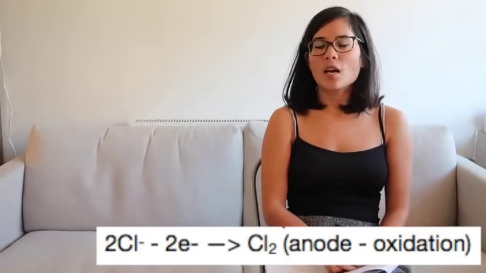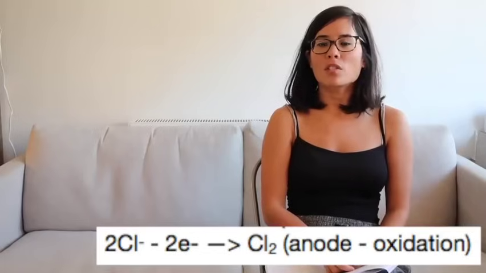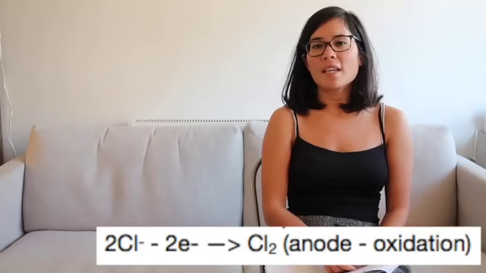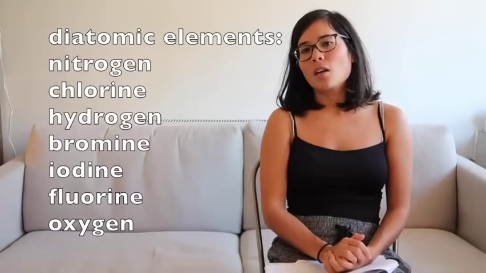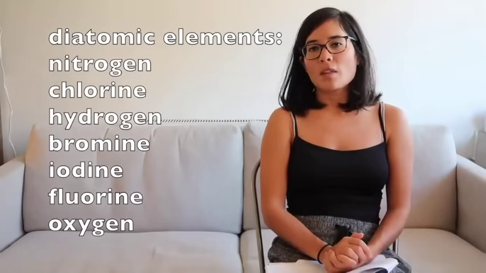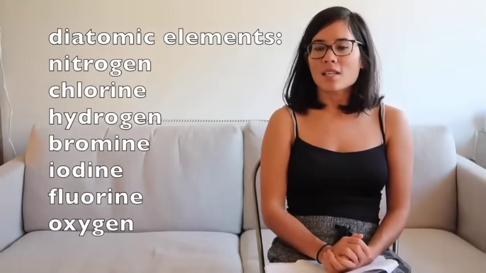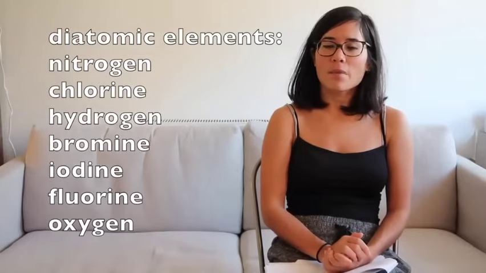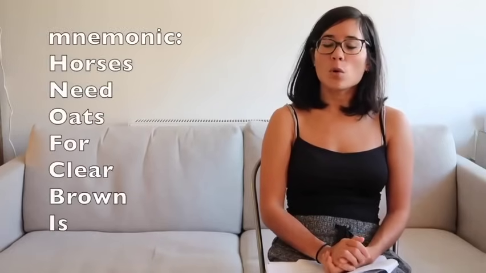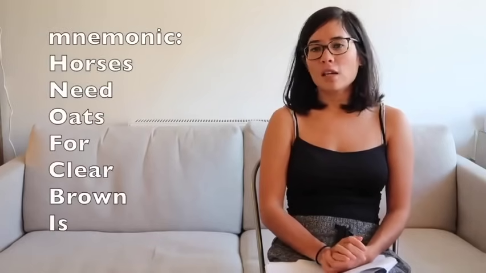Do notice that both hydrogen and chlorine are diatomic molecules, so you'll be making H2 and Cl2. And remember the other elements which are also diatomic are nitrogen, chlorine, fluorine, bromine and iodine, and oxygen. Now do remember this as a list because in case it comes up and you've got to balance equations, you've got to remember that they're diatomic. And my friend who's also a teacher, she told me a way to remember this, which is: horses need oats for clear brown eyes.